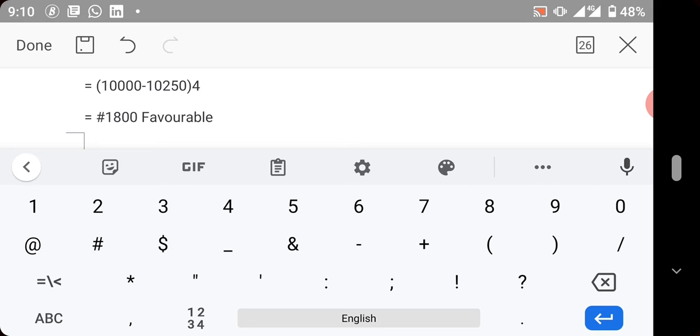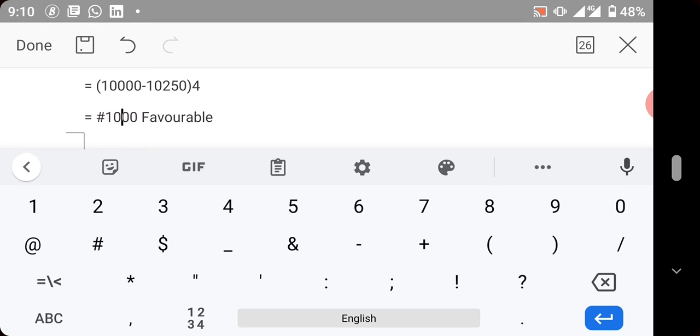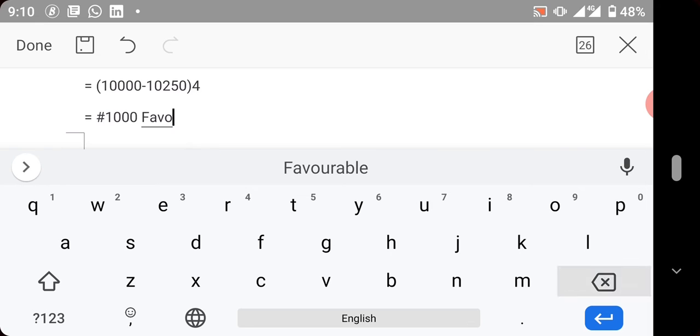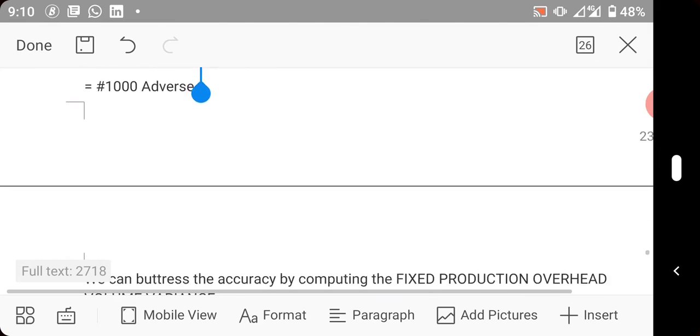So since the one in bracket is negative, it is adverse. So 250 times 4 will give you 1,000, and it is adverse. And I've told you why it is adverse. It is adverse because we have the one inside bracket to be what? Negative. So with that, we continue.